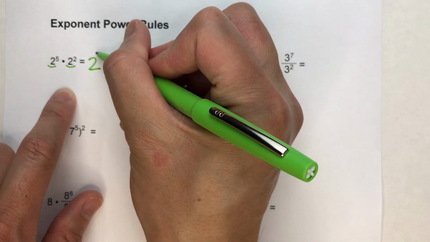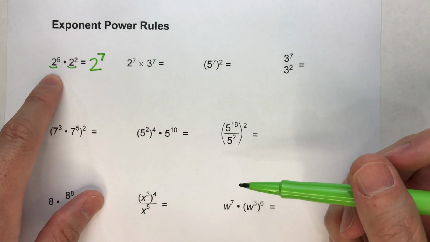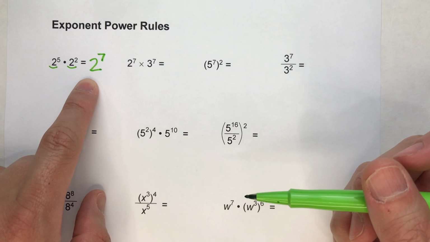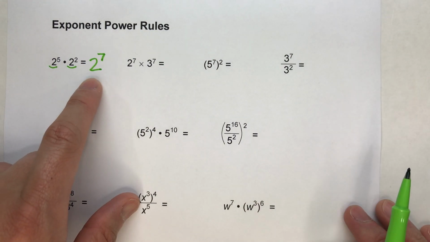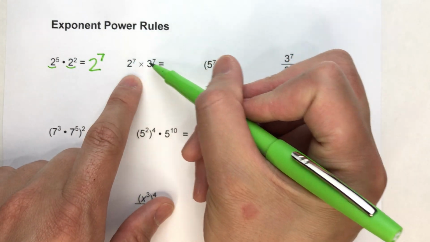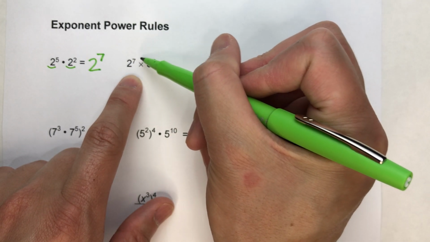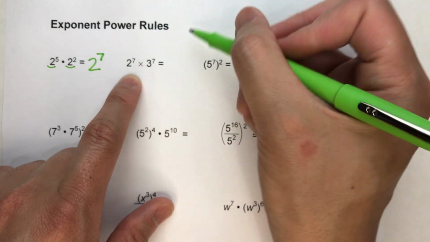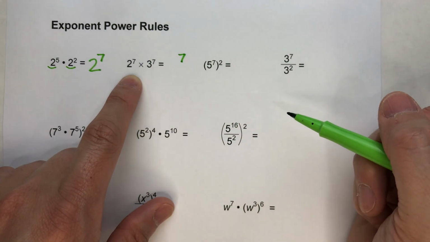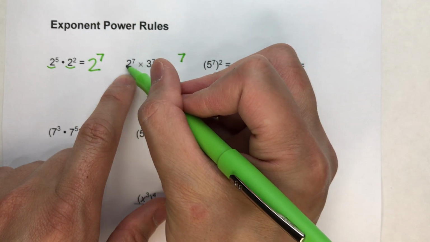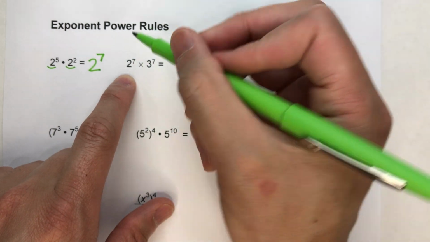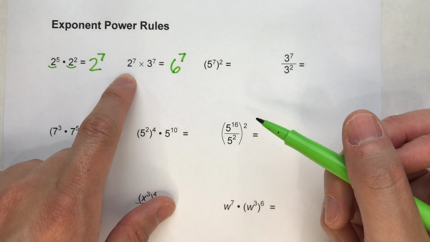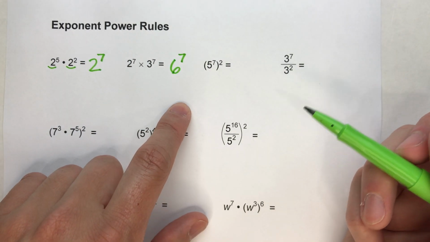5 plus 2, 7. So this becomes, 2 to the 5th times 2 to the 2nd simplifies to 2 to the 7th power. All right? Now, when you're multiplying two powers and they have the same exponent, the rule is this. If the exponents are the same, you keep the exponent, but you have to multiply the bases. 2 times 3, 6. So this simplifies to 6 to the 7th power.